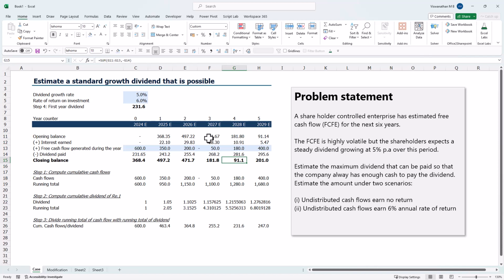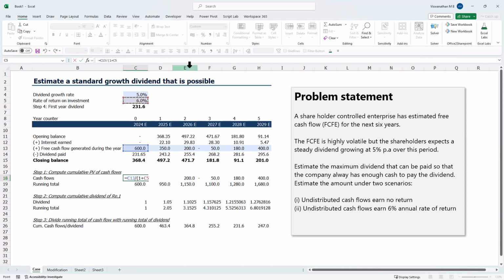In this case, we are going to bring in the concept of time value of money. So the modification is going to be that in step 1, instead of computing cumulative cash flows, we are going to compute cumulative present value of cash flows. So rather than taking the cash flows of 600, I'm going to take the cash flow divided by 1 plus the rate of return.